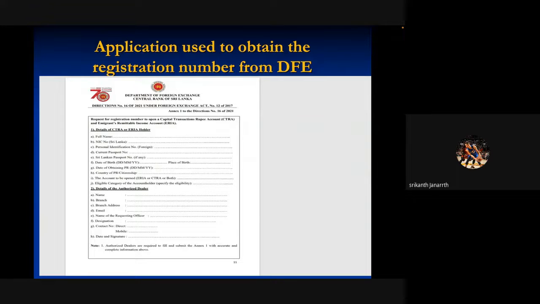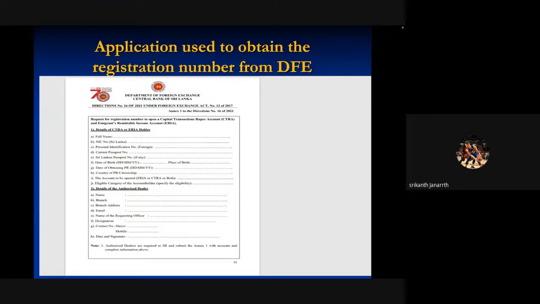Date of birth, place of birth, date of obtaining PR, country of PR citizenship, the amount, the account to be opened, ERA or CTRA or both, whatever. Eligible category. So you know the CTRA eligible category we saw in the first slide. There are few people who are eligible to open. Under which category is this person opening? So this has to be filled, and the bank has to fill the details of the authorized dealer: name, branch, branch address, your email address, name of the reporting officer, they want the name and designation.